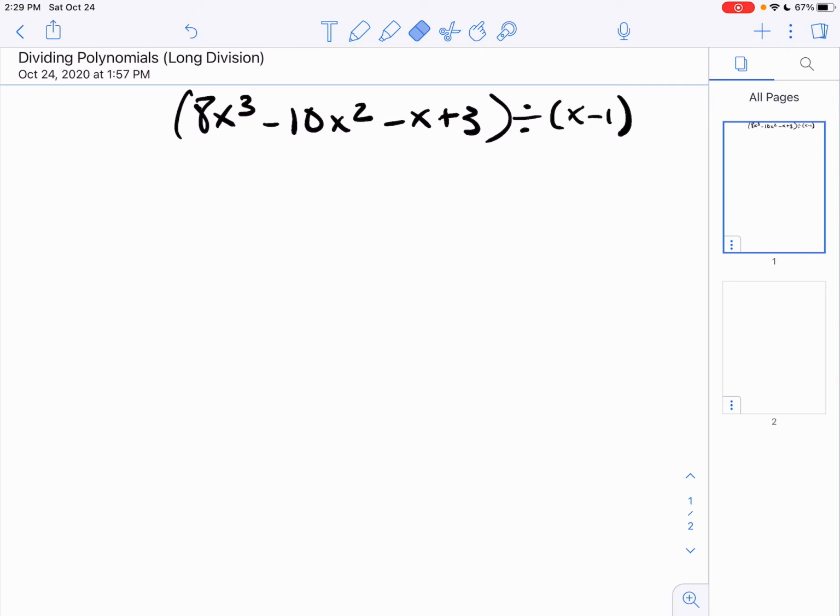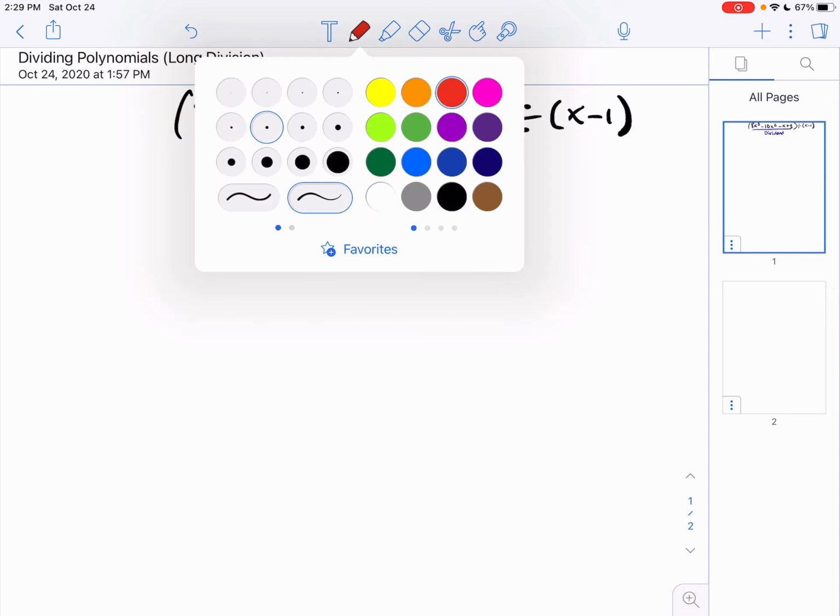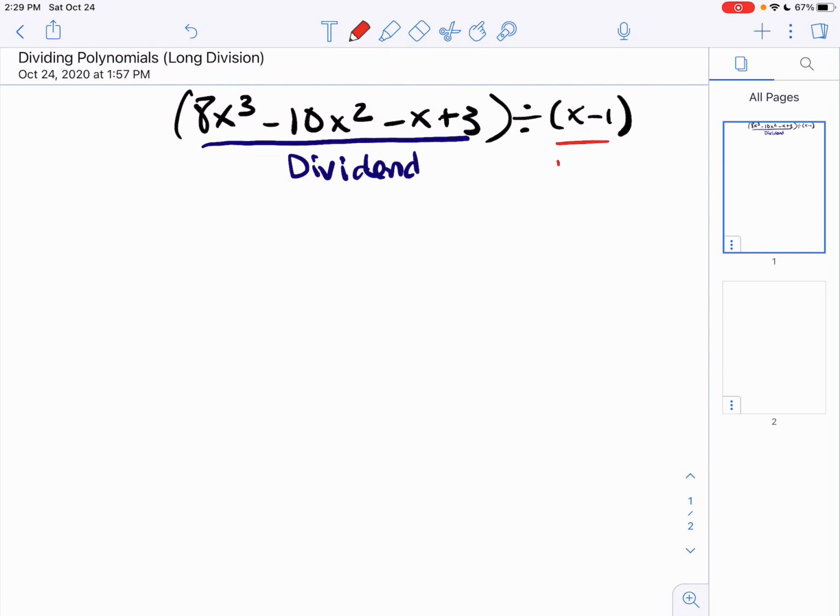In this video, we're going to talk about how to divide polynomials. So we actually divide polynomials the same way we divide regular numbers. Before we set it up, just to talk about division a little bit, this is called the dividend, and this is called the divisor.